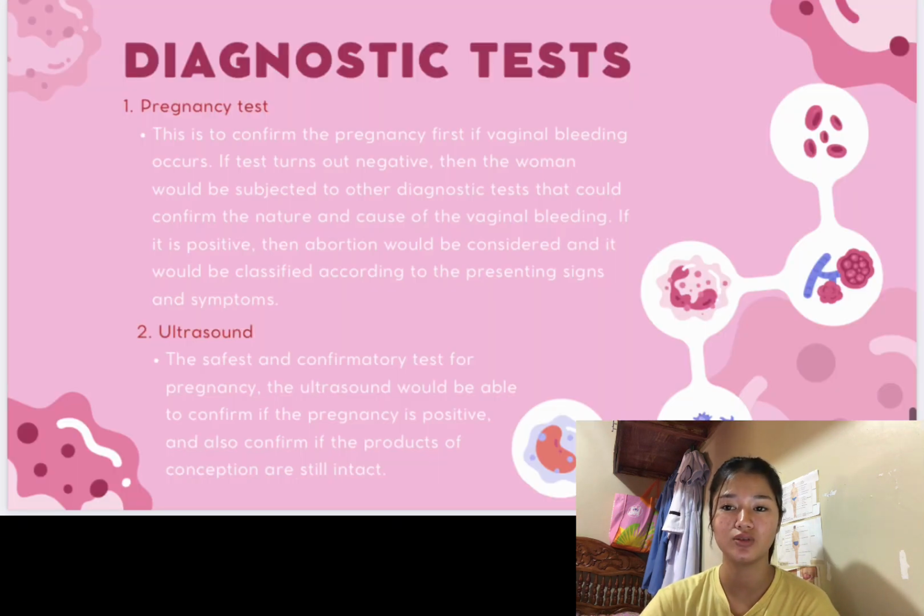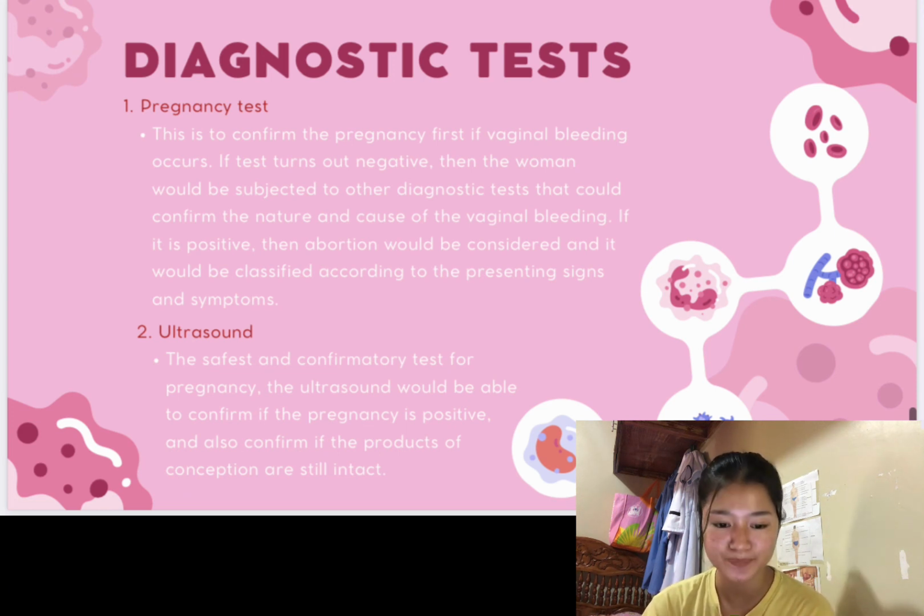Next is for diagnostic tests. So how do we diagnose abortion? First is yung pregnancy test. This is to confirm the pregnancy first if vaginal bleeding occurs. So if the test turns out negative, then the woman would be subjected to other diagnostic tests that could confirm the nature and cause of the vaginal bleeding.